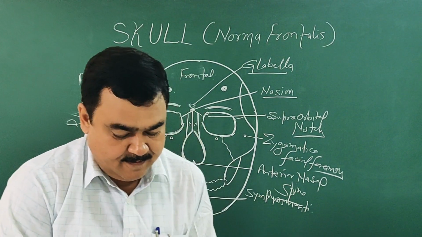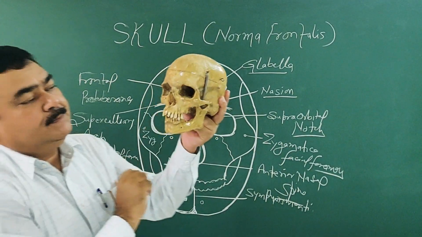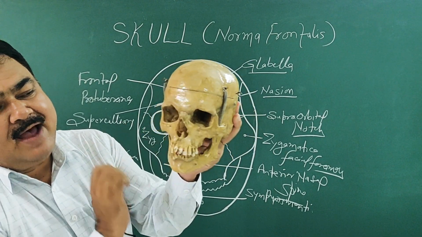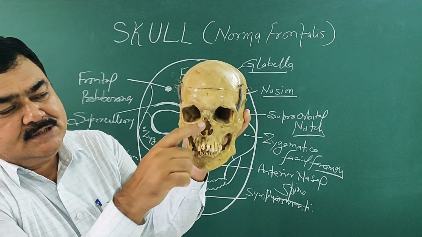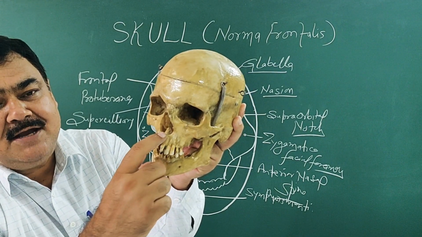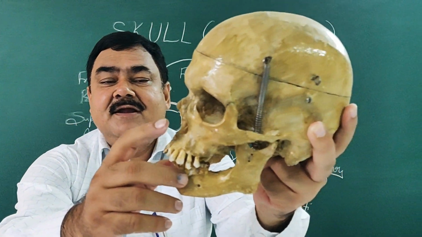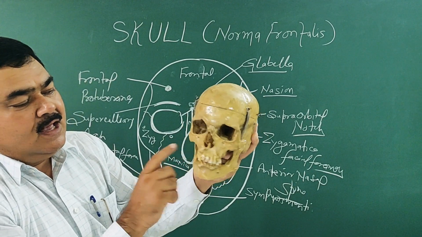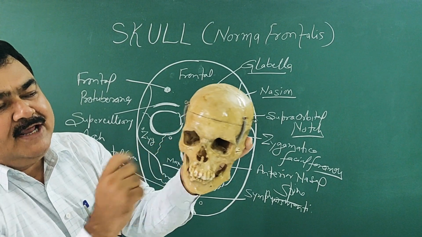If you see here, same thing. This is the frontal bone. Here is the superciliary arch. This is the glabella. Here are the nasal bones and the internasal suture. This aperture is the anterior nasal aperture, and here you can see the anterior nasal spine. Here the alveolar process is present. And this is the orbit: superior margin, lateral margin, inferior margin, medial margin.